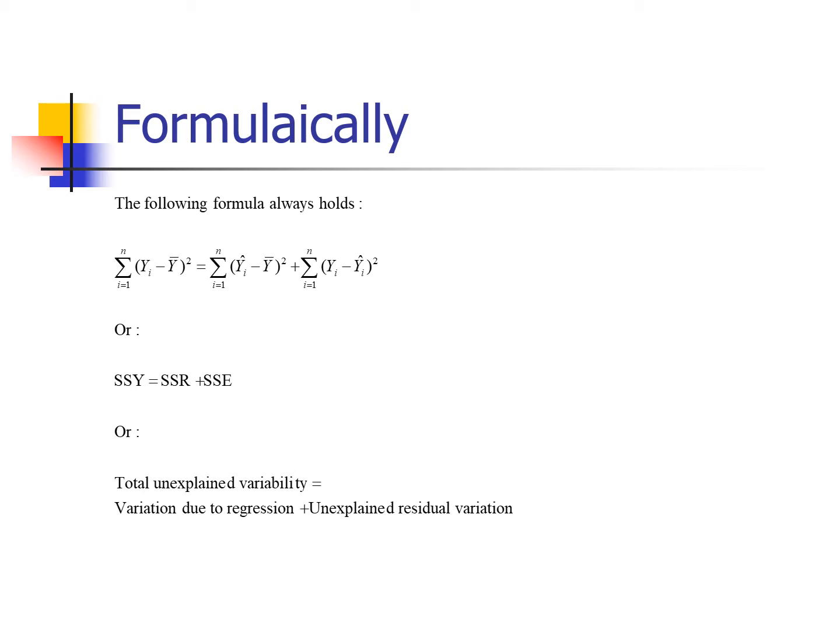Right? And then at the bottom of the slide, you can see that I summarize everything that I just said in terms of words. The total unexplained variability in y equals the variation due to its regression relationship with x, and then the remaining unexplained residual variation.